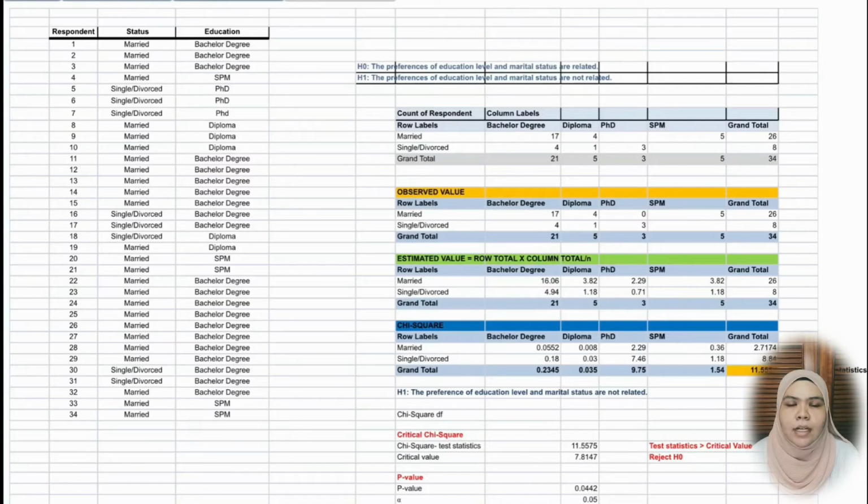Now the chi-square test statistic can be obtained at the grand total, where the grand total, as we can see, is 11.5551. And lastly, for the overall conclusion, the preference of education level and marital status are not related. Thank you.